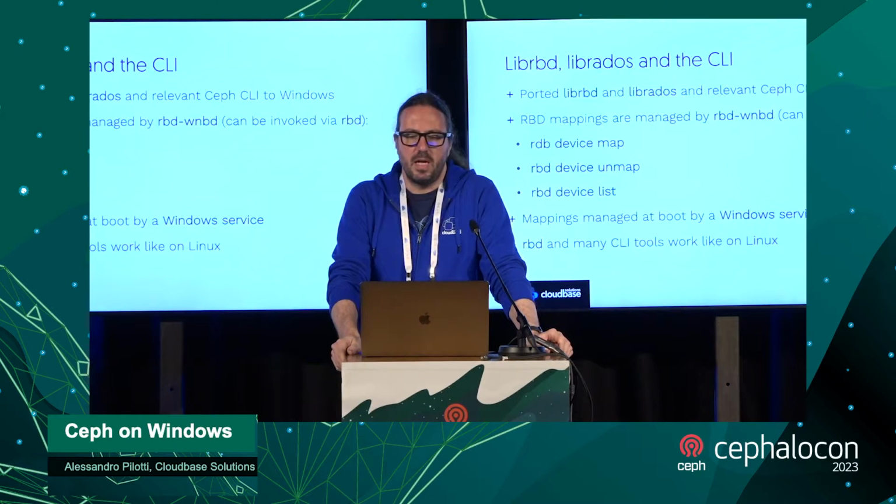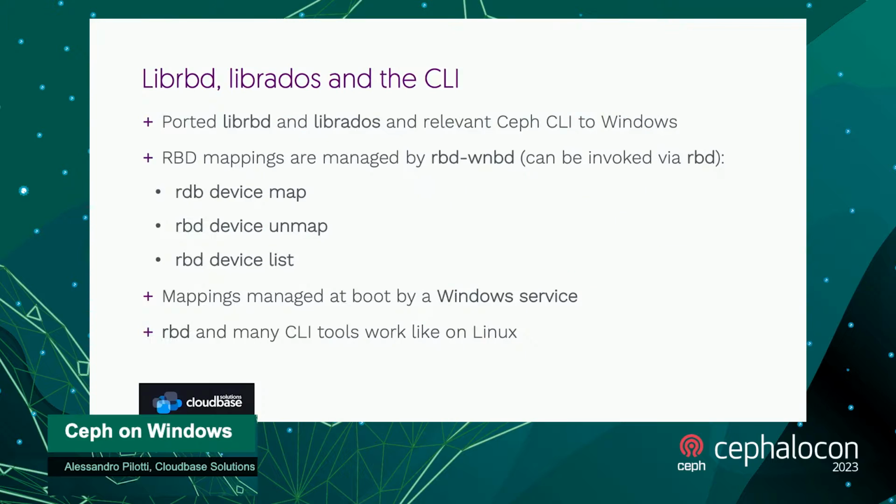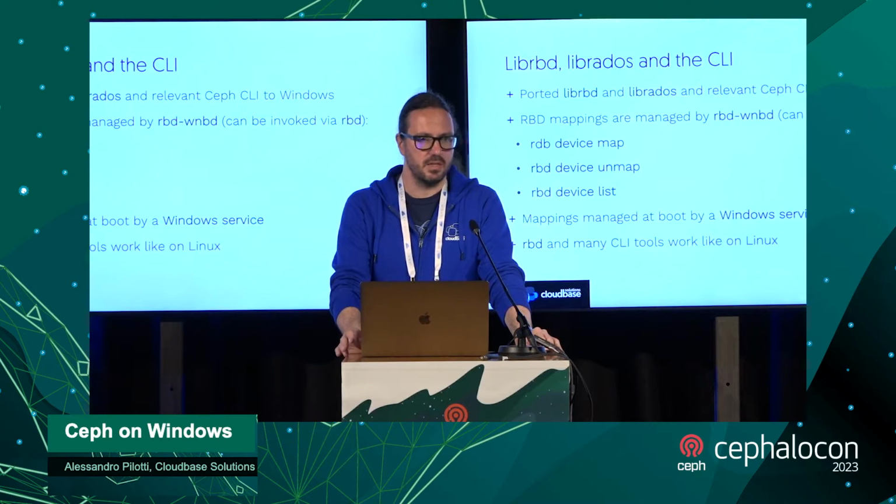We ported librbd and librados and all the relevant Ceph CLI to Windows. RBD mappings are managed by the rbd-wnbd, as I just mentioned, and those are wrapped by RBD commands like rbd device map, unmap, device list, and everything. These are all things that should be very familiar to anybody working with Ceph. The mappings are also managed at boot, meaning that whenever you reboot the system, there is a service that will automatically remap everything that was defined as a persistent mapping. So you don't have to take care of that. RBD and many CLI tools work like on Linux, as I just mentioned.